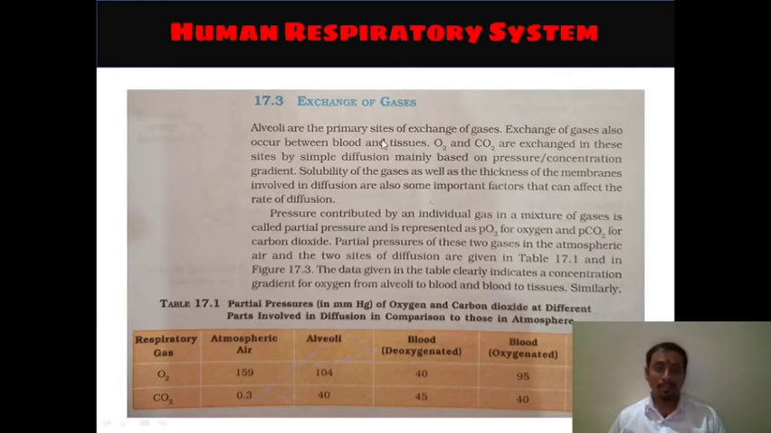So let's see about the next thing, exchange of gases. Which gases do we exchange through the respiration process? Definitely O2 is taken inside the body and CO2 is exhaled outside the body. Alveoli are the primary sites of exchange of gases. Exchange of gases also occurs between blood and tissues. O2 and CO2 are exchanged in these sites by simple diffusion, mainly based on pressure or concentration gradient. Solubility of the gases as well as the thickness of the membranes involved in the diffusion are also important factors that can affect the rate of diffusion.